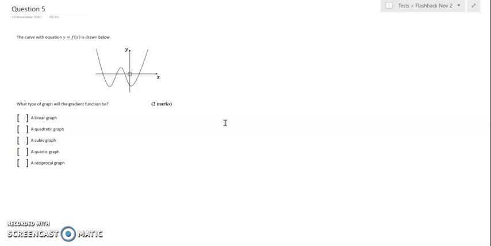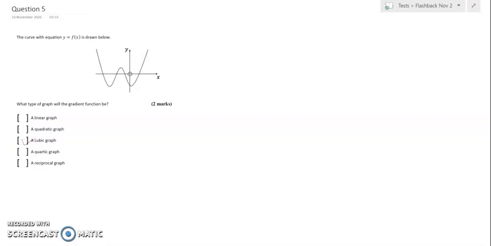Question number 5, similar to question number 4, is you've been given a function and you need to work out what type of graph the gradient function would be. So let's look here. This is a quartic. It's a positive quartic. And the differential or the gradient function of a positive quartic would be a positive cubic function. So you can just go, oh yeah, it's a cubic.